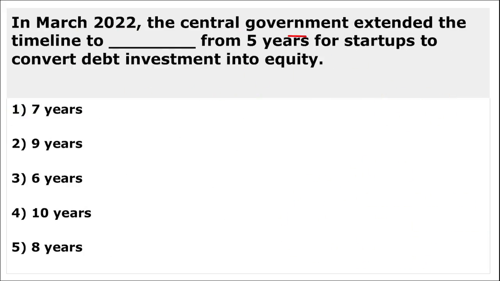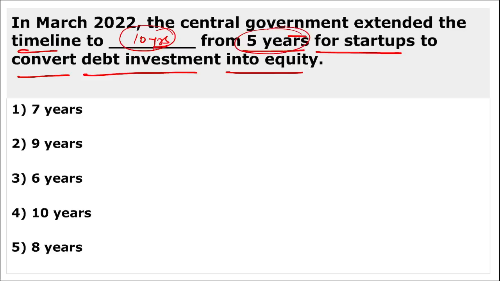The central government extended the timeline to dash from 5 years for startups to convert debt investment into equity. So the timeline has been extended to 10 years, that was earlier 5 years, for startups to convert debt investment into equity. So the correct option is option 4.